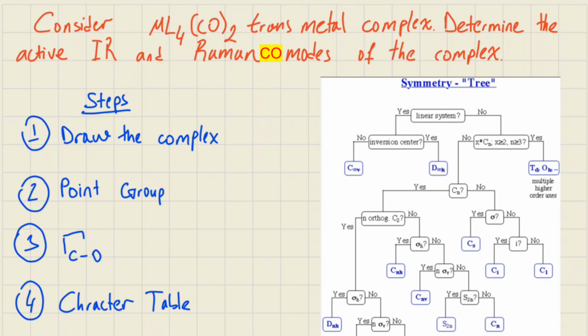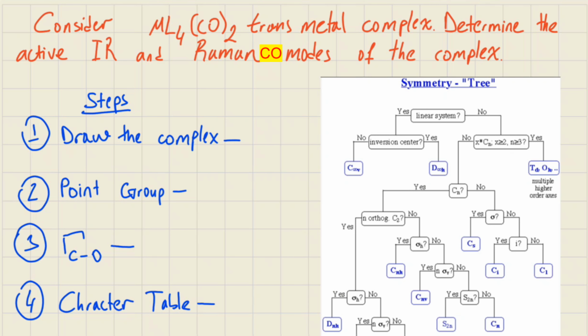Firstly, we need to draw the complex. Then we should find the point group by using a symmetry tree, which is here. And we have to make a reducible representation for CO ligands. And then by using the character table, we can determine the infrared and Raman modes of the CO.